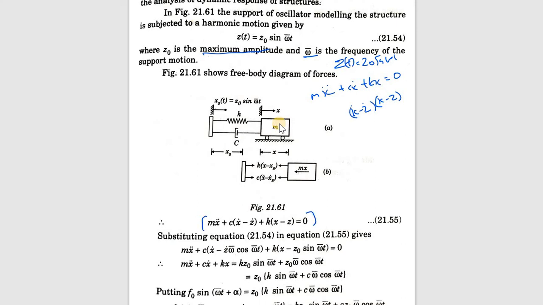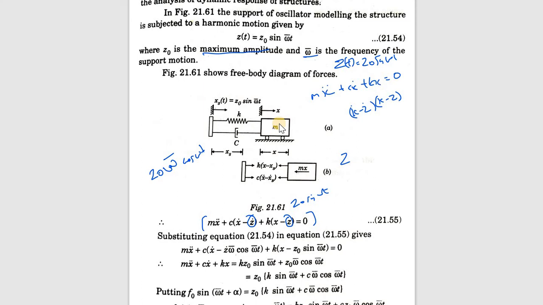That is, m x double dot plus c into (x dot minus z dot) plus k into (x minus z) is equal to 0. Now here, instead of z, we know that it is this term. So z is equal to z0 sine omega t. Therefore I can take the derivative. So here I can substitute, instead of z, z0 sine omega dash t, and z dot will be z0 omega dash cos omega dash t.